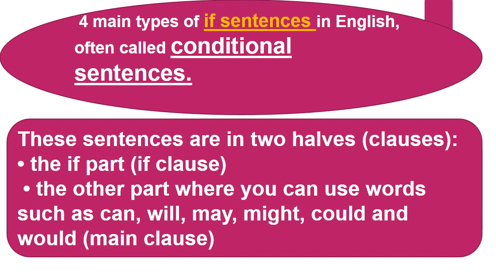Here are four main types of if sentences in English, often called conditional sentences. These sentences are in two halves or in two clauses. The first one, the if part, is called the if clause, and the other part, where you can use words such as can, will, may, might, could, and would, is called the main clause. So in conditional sentences, we use if clause and main clause.